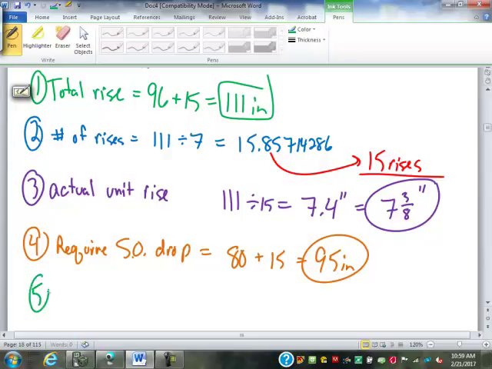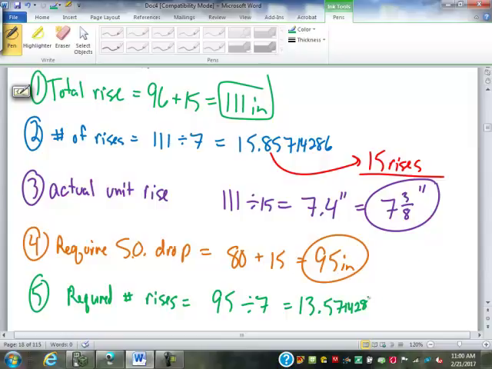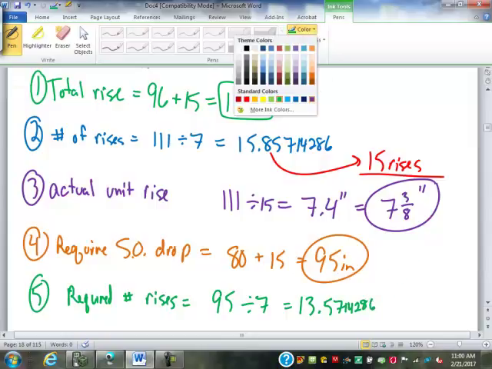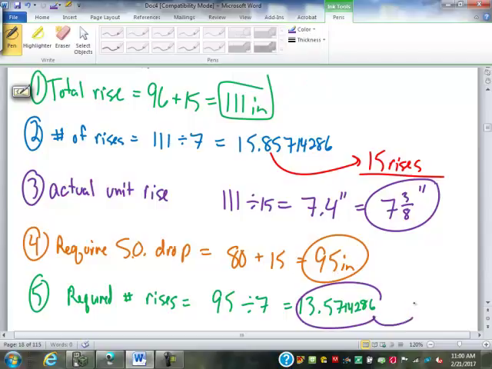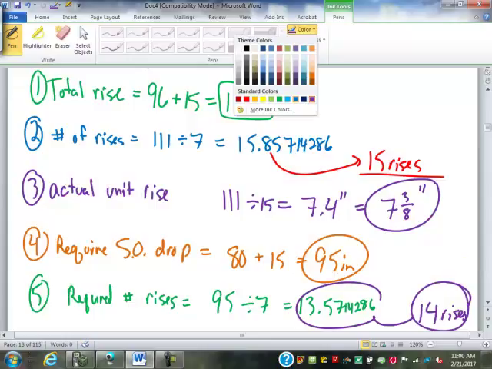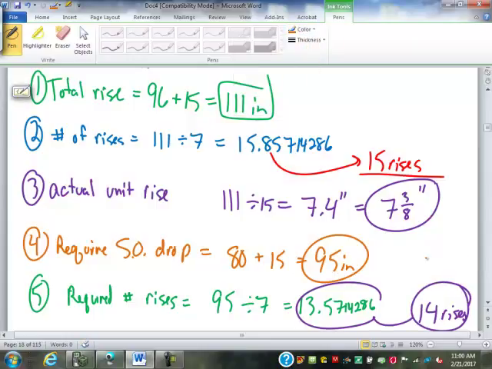Step 5. Required number of rises. 95 divided by 7, which is going to give us 13.57142857143. Right? Which you will always round up to 14. Good. So you require 14 rises here.